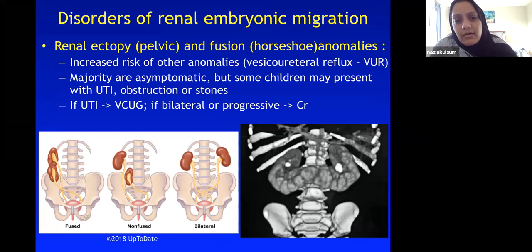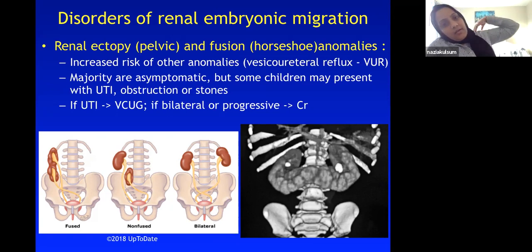The reason being, if you imagine the kidney is located in the pelvis, the ureter is going to be short. Sometimes a ureter may be ectopic, may not insert in the normal position. So they may be at increased risk for vesicoureteral reflux. So a VCUG may not be a bad idea to do in these patients. And the majority of them, again, remain asymptomatic. Some of these kids may develop UTIs, obstructions, or stones.